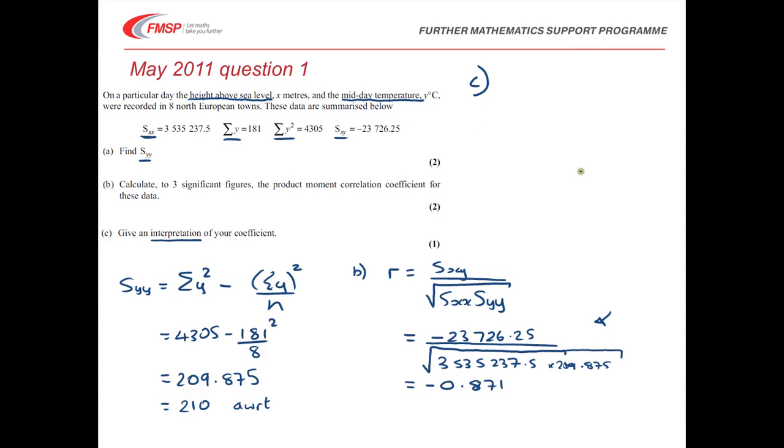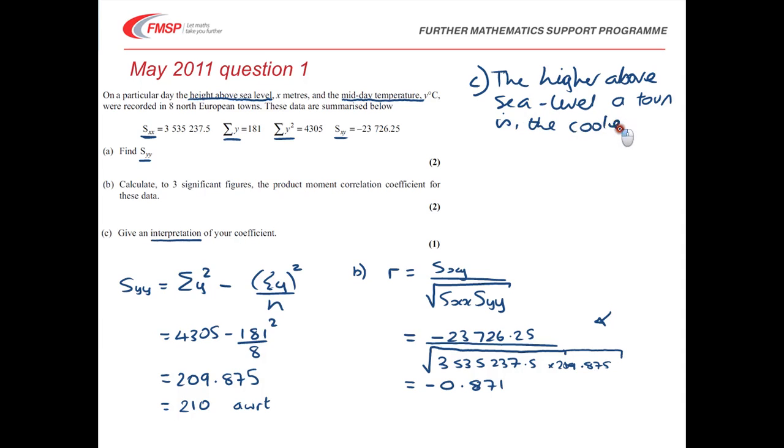So they are your variables, and if we're going to use them, we must make sure we use them exactly as written. So what we can interpret this as is: the higher above sea level a town is, we can then comment the cooler the temperature, because it's a negative correlation. Okay, so anything like that will do just fine.